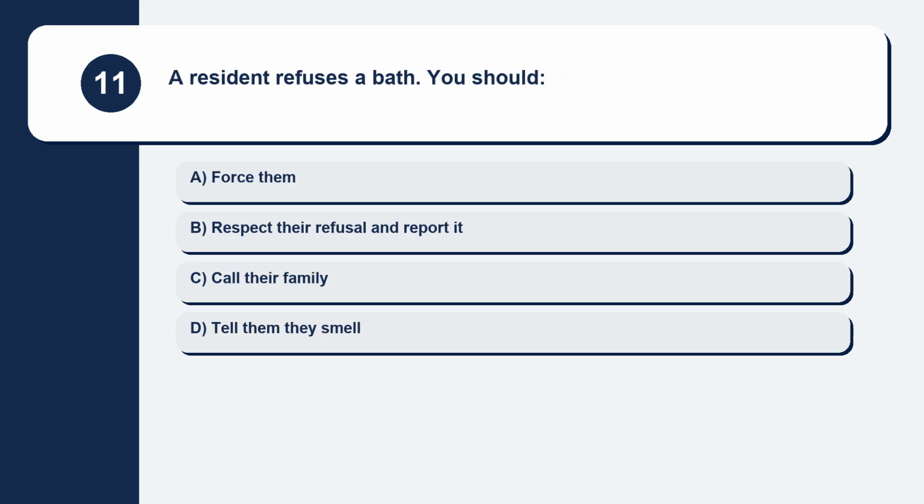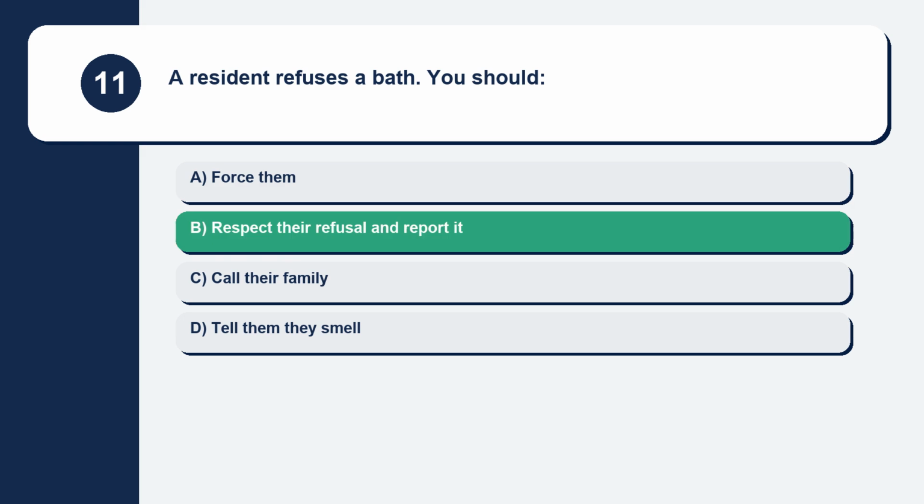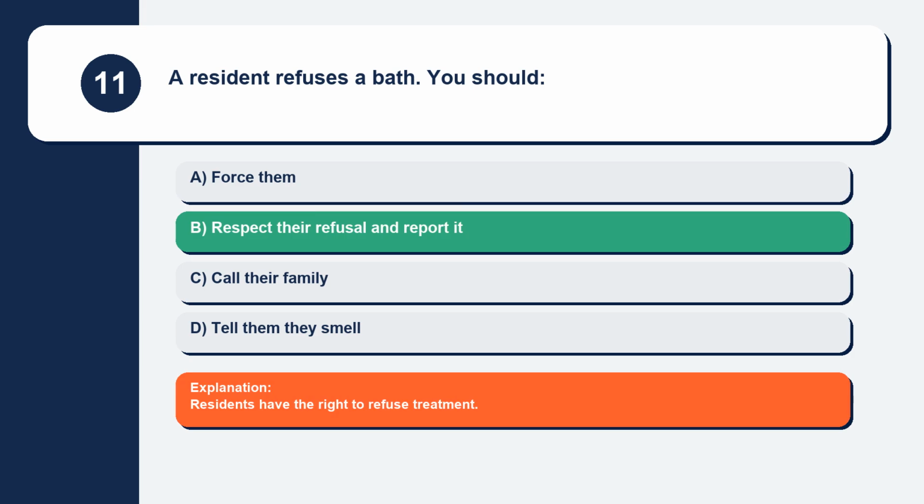Question 11. A resident refuses a bath. You should force them, respect their refusal and report it, call their family, tell them they smell. Residents have the right to refuse treatment.